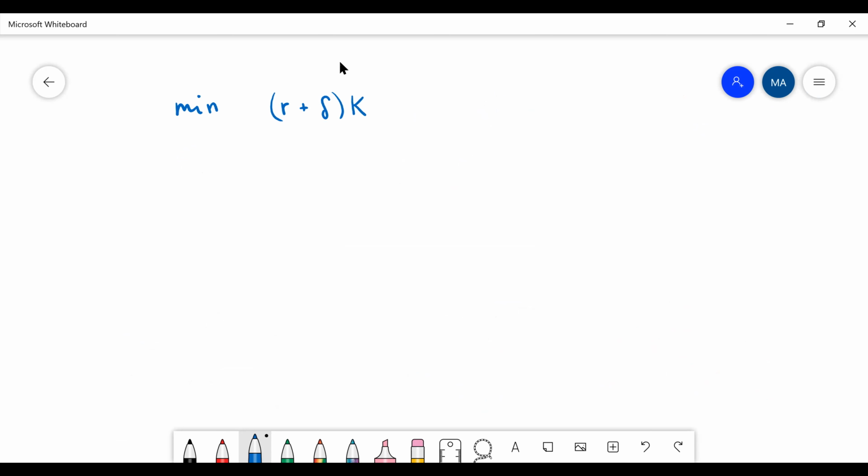Now you can solve this problem, of course, for many different production functions. So you may imagine your F(K, L) is a simple Cobb-Douglas function.